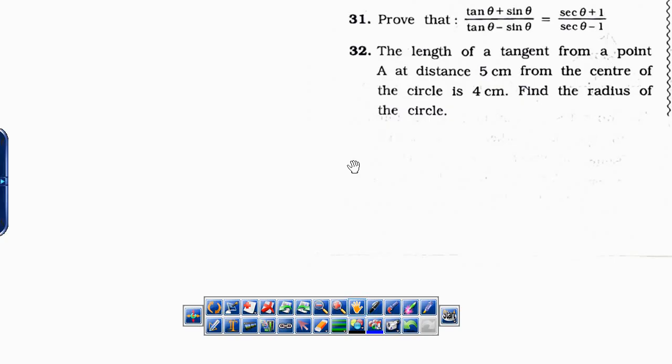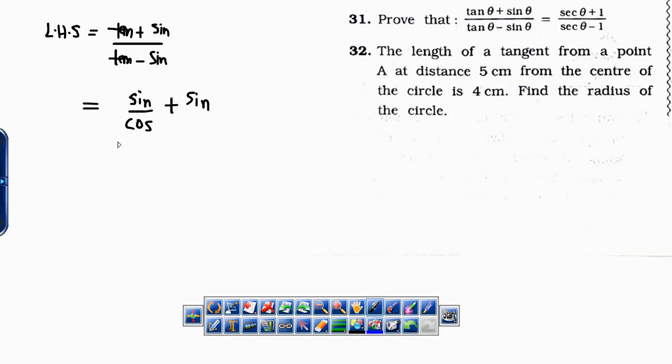Thirty-first sum. Prove that (tan plus sine) upon (tan minus sine) is (sec plus 1) upon (sec minus 1). LHS is tan plus sine upon tan minus sine. Tan becomes sine upon cos plus sine. The tan below also becomes sine upon cos minus sine.